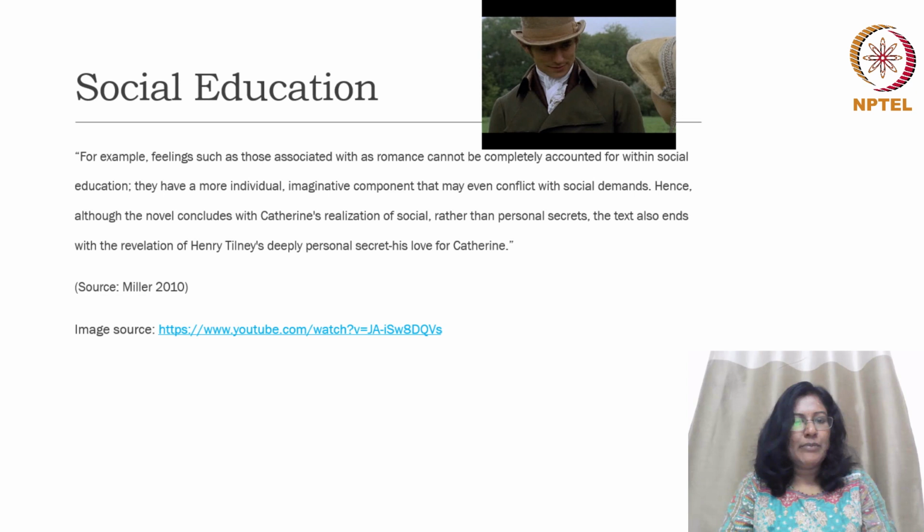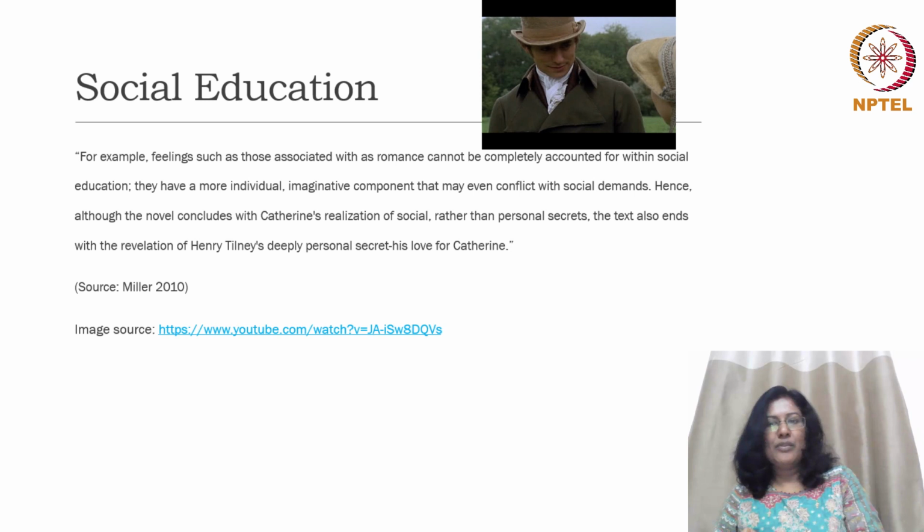So what the critic is arguing is that imagination cannot be completely removed from emotions such as romance, because those relationships and emotions do have a more individual imaginative component, which may even be in contradiction with social demands. So you can see how General Tilney has this social demand for money from Catherine Morland, which she cannot provide. All she has is her affection, her romance for his son, General Tilney's son, Henry.